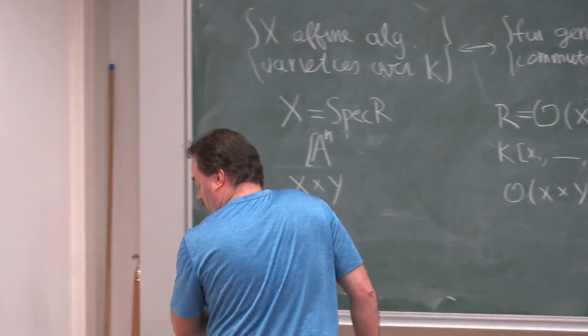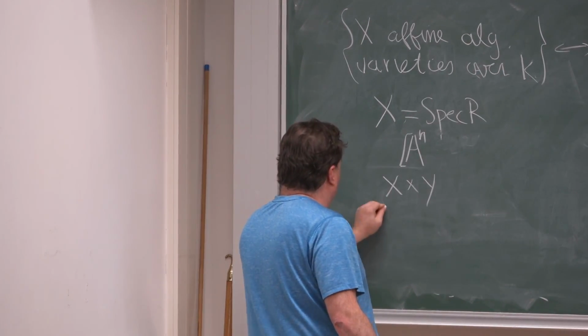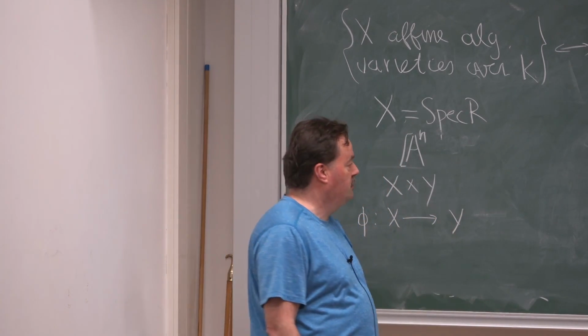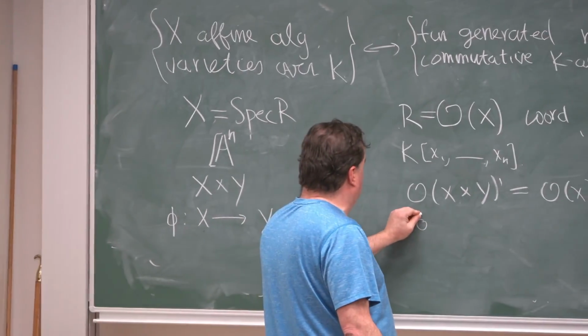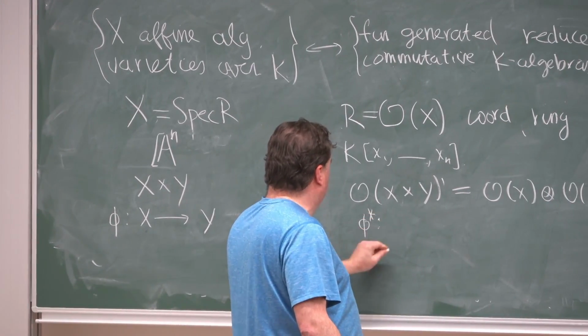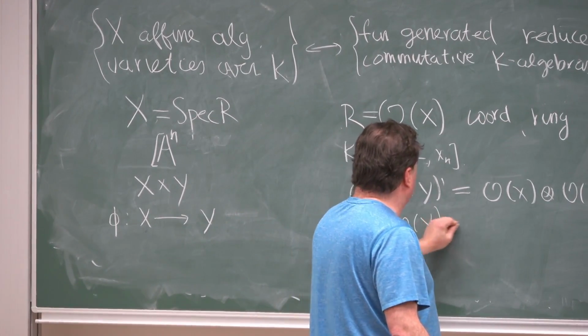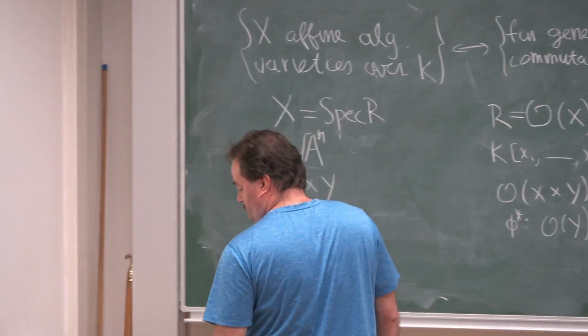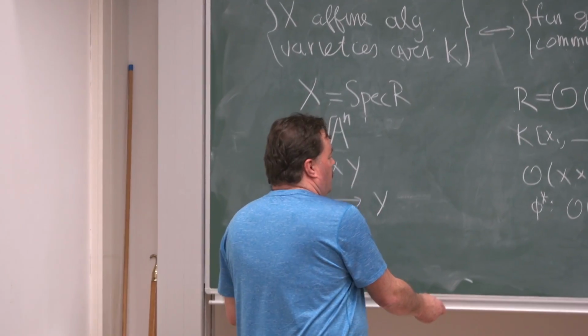If we have a morphism, let's say phi, from one affine variety to another, then that corresponds to a K algebra homomorphism from OY to OX.